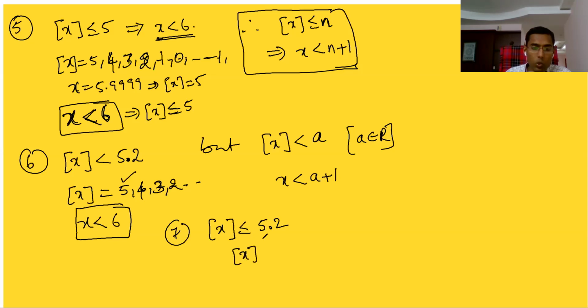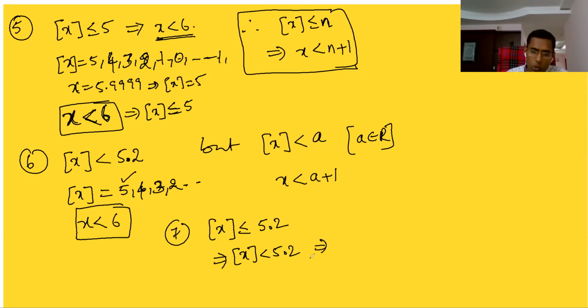[x] equal to... this implies less than 5.2 only. Why can [x] not be equal to 5.2? What is it that I wrote here? [x] less than or equal to 5.2. But here less than is possible, equal to 5.2 is not possible. Therefore, your [x] is less than 5.2.